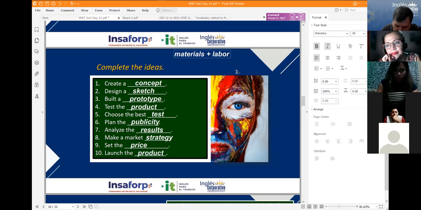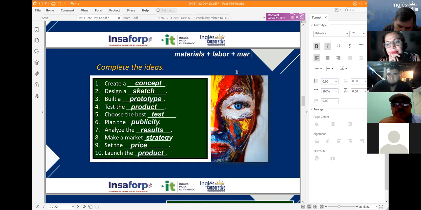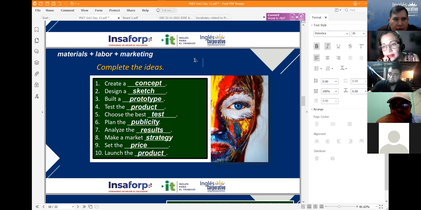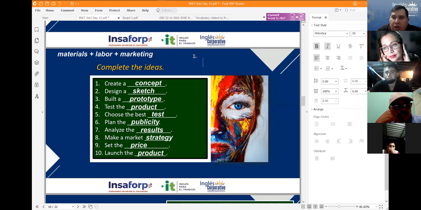Plus marketing, the indirect cost. First, you have to deal with the direct cost. The indirect cost you have to analyze depending on the profits. For example, indirect costs could be transportation, when you are in the distribution, the supply chain.